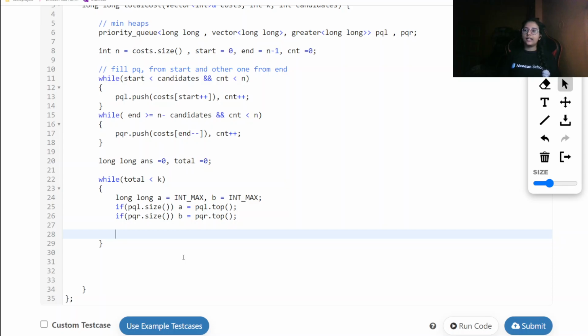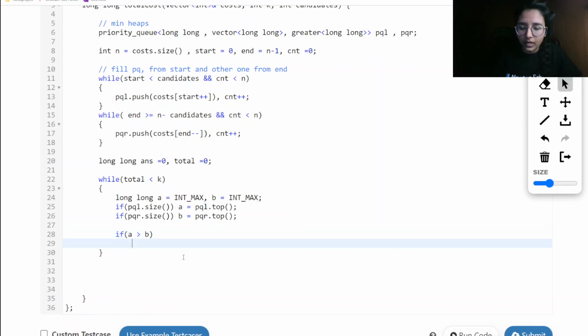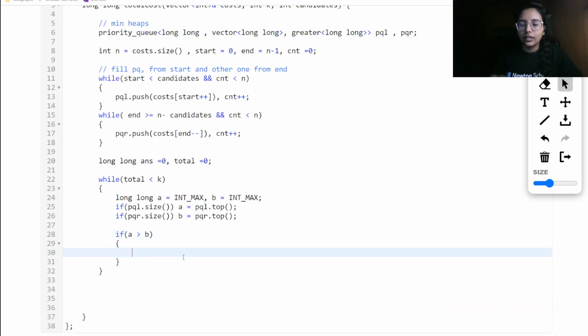Now comes the part, means now we have chosen the topmost element. That is the minimum element of both of the priority queues. Now the next thing which we require is to check that out of both of these minimum elements, which is the minimum. If our A is greater than B, means our leftmost is greater, okay? So in that context, we are required to push our B into our answer. So that's the thing which we are required to do here.